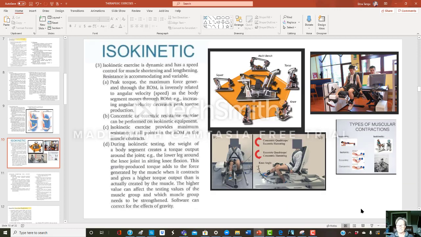Okay, I went and got some different pictures. I didn't like that picture. So, pretty cool stuff.